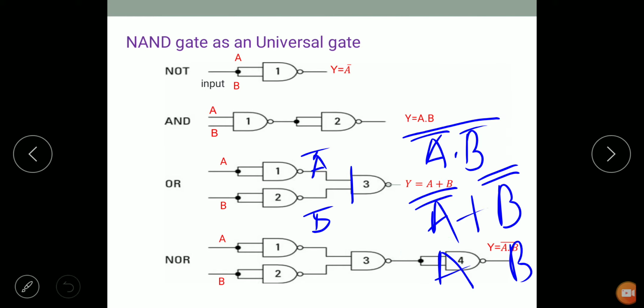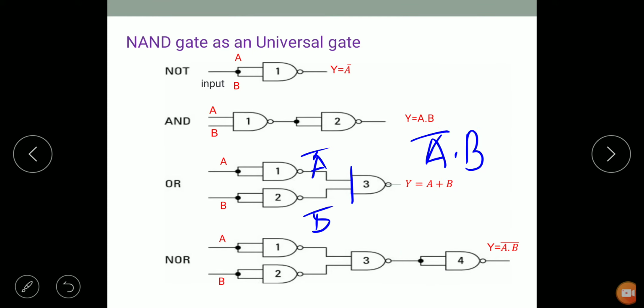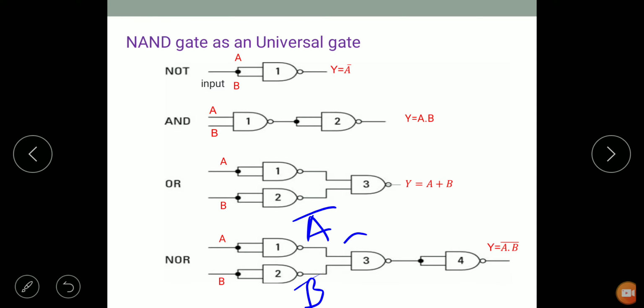Now the fourth gate, that is the NOR gate. We have to construct a NOR gate using NAND gates. So first here A, then B. What is the output of the first NAND gate? It is A bar, and the second NAND gate gives B bar. Again, the third NAND gate's output is A bar dot B bar, whole bar.